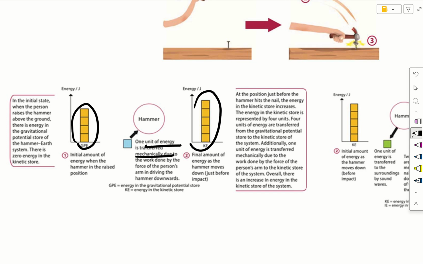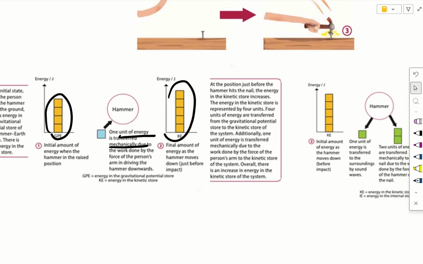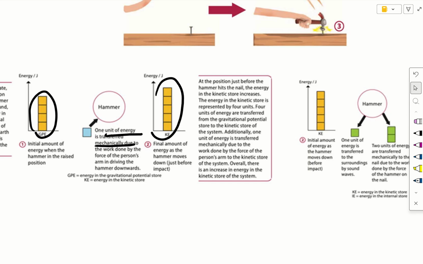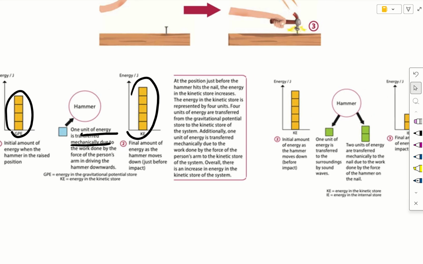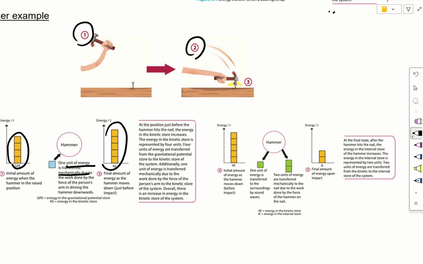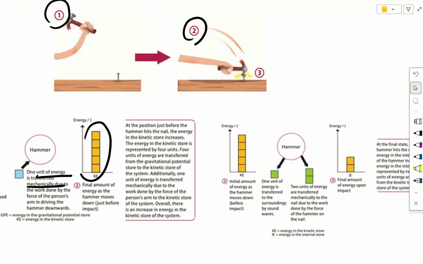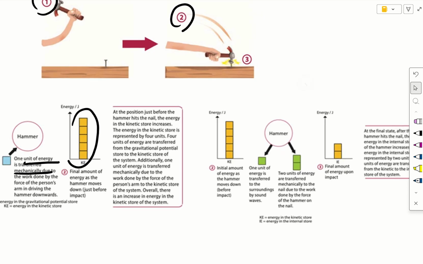Because my purpose is to drive the nail down, and if the hammer moves faster, right, at a higher speed, then the nail will be driven down more. The energy that's being transferred will be more. Okay, so we continue. Okay, at part 2, diagram 2, the initial amount of energy as the hammer moves down before impact is 5 units, right? 4 plus 1.